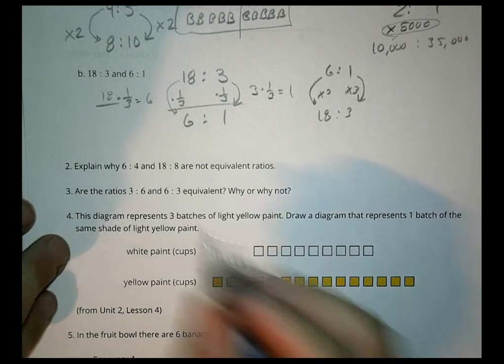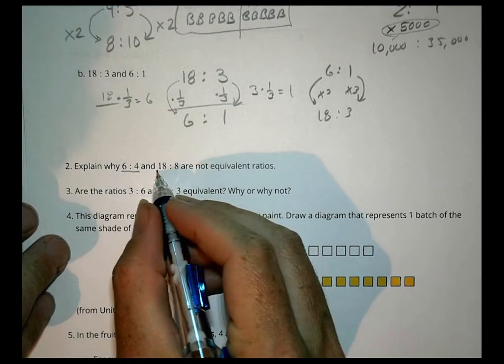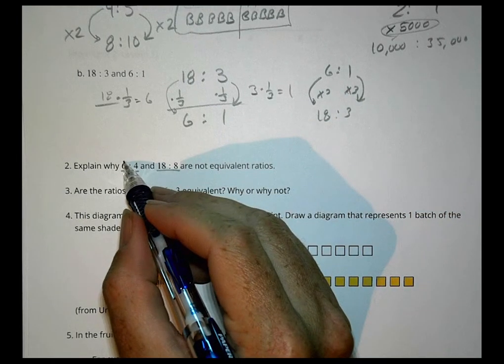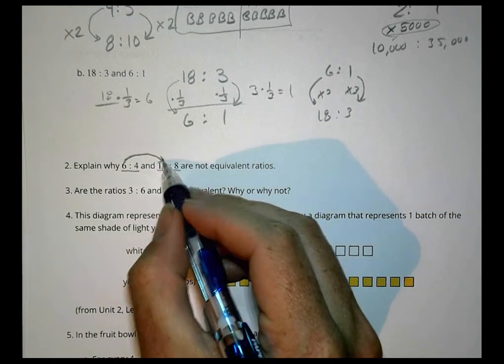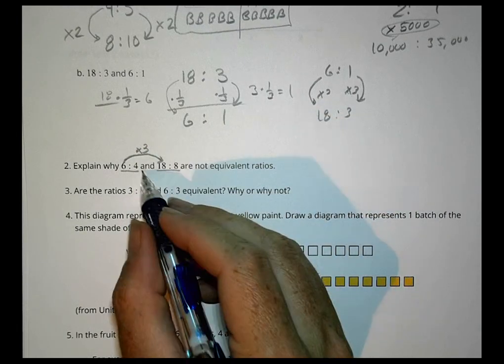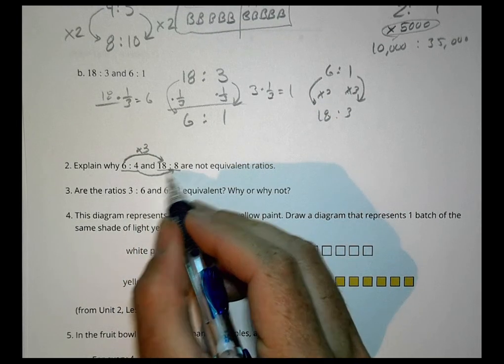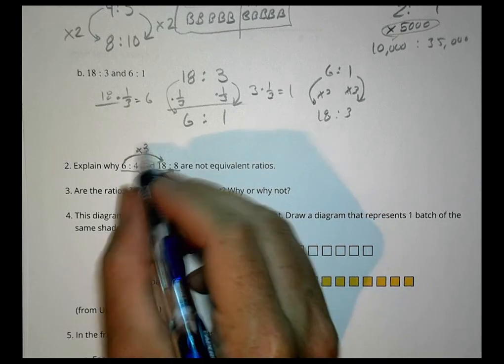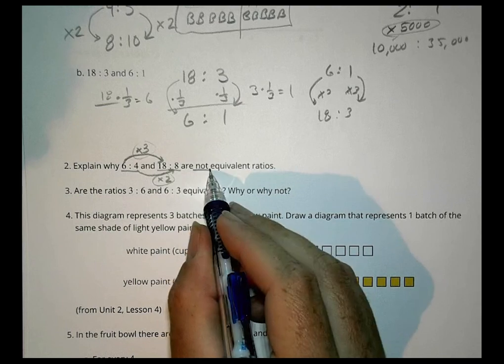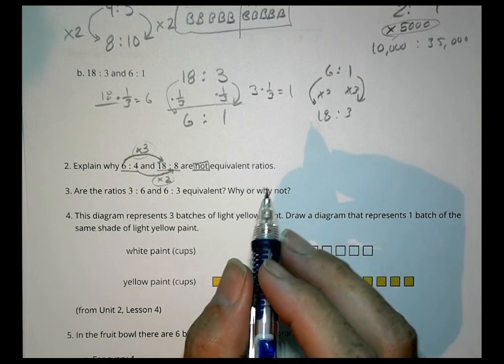Number 2, explain why 6 to 4 and 18 to 8 are not equivalent ratios. Sure. Well, to go from 6 to 18 is done by multiplying by 3, right? 3 times as much. But 4 to 8 is multiplied by 2. Because those are not the same numbers, not multiplying by the same thing, they are not going to be equivalent ratios.